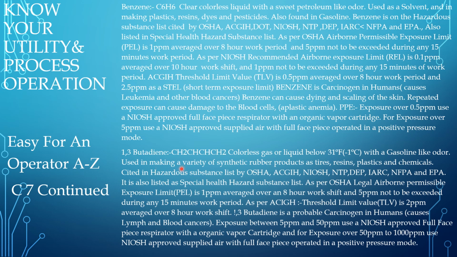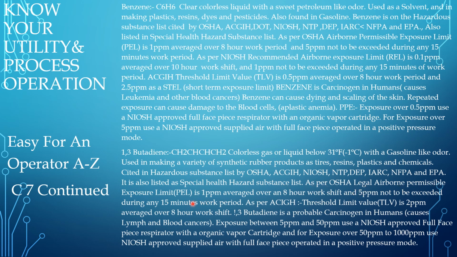Butadiene is used in making a variety of synthetic rubber products such as tires, resins, plastics, and chemicals. It is cited in the hazardous substance list by OSHA, ACGIH, NIOSH, NTP, DEP, IARC, NFPA, and EPA. It is also listed as a special health hazard substance as per OSHA.